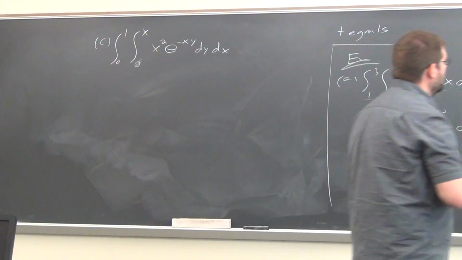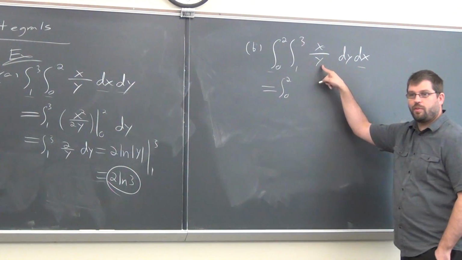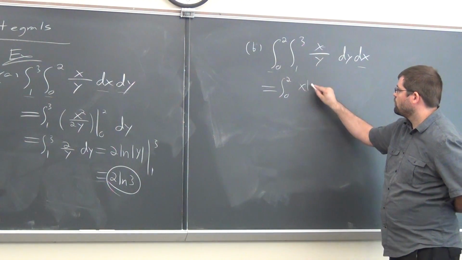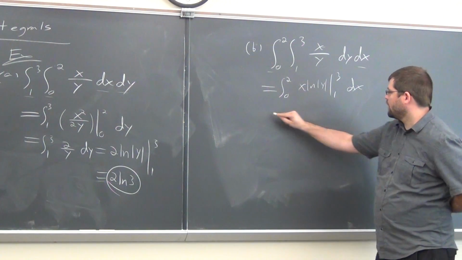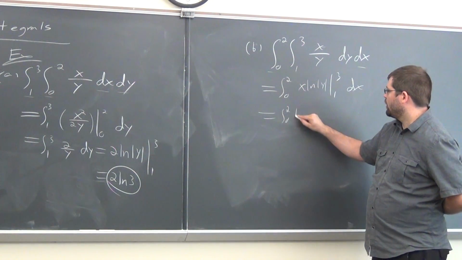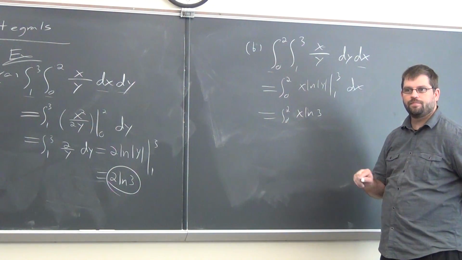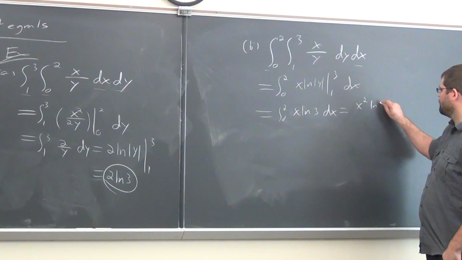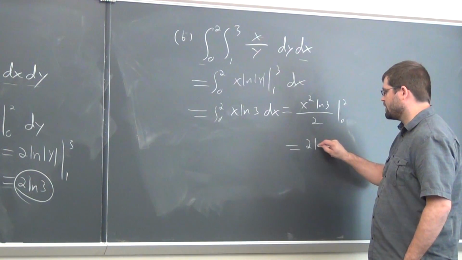Okay, so 0 to 2, we're integrating with respect to y, so x is a constant. So what do we get? x log of y, from 1 to 3, dx. So again, the 3 and the 1 going for y, so you end up with x log 3, okay? And then just like for x squared log 3 over 2, from 0 to 2. So you plug it in and you get back to that same thing, right?